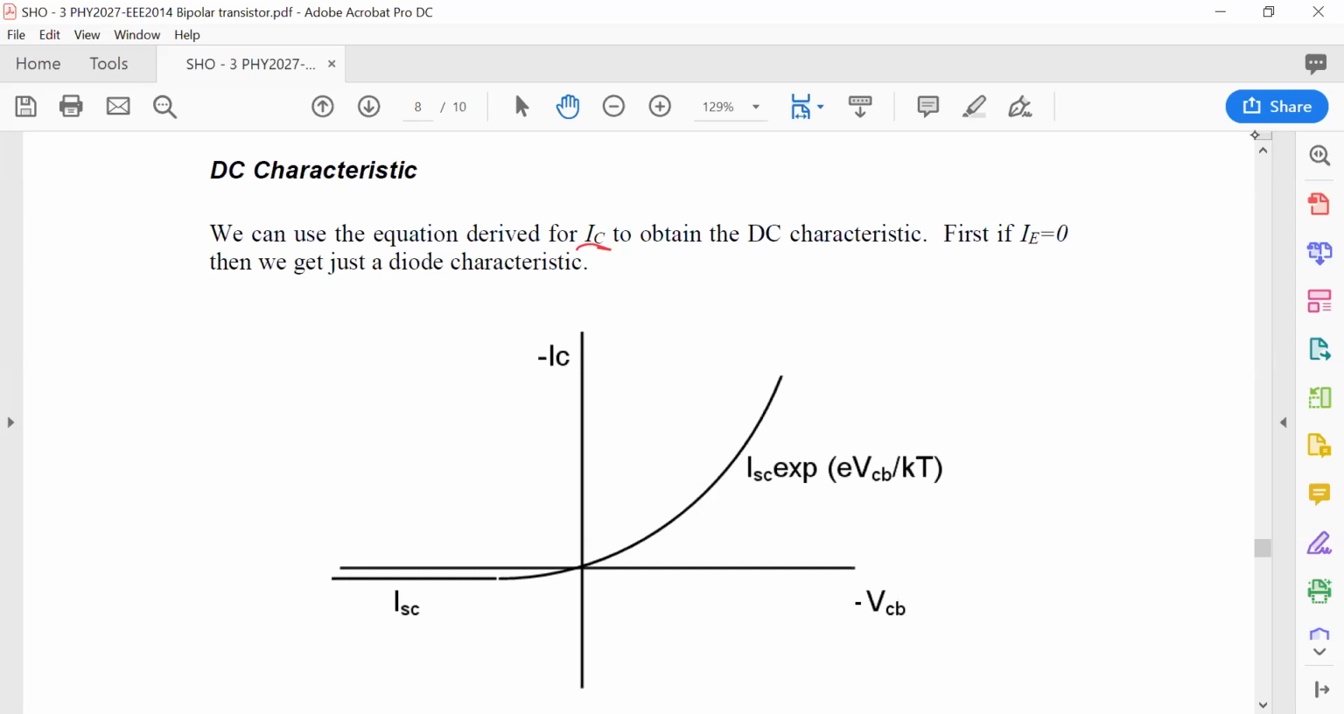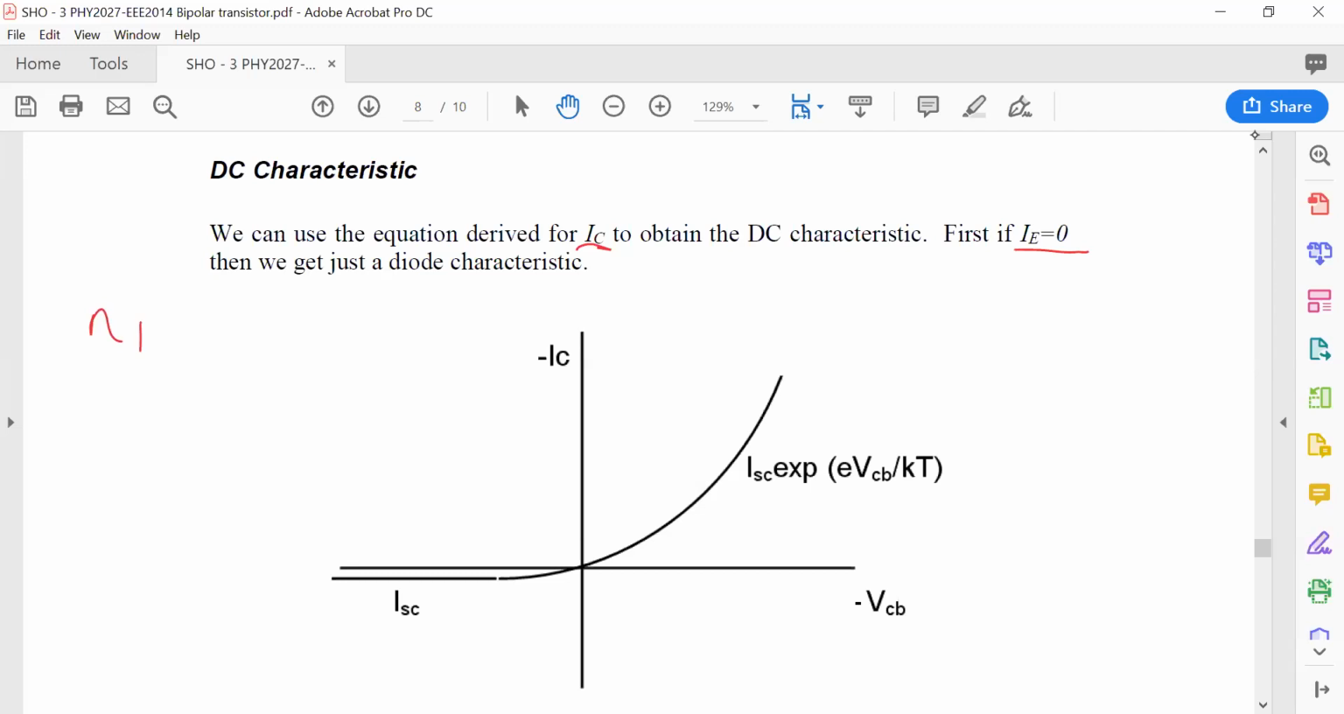In other words, for example, the collector current as a function of the collector base voltage. That's the first one we'll be doing. For that, we need to assume that the emitter current is equal to 0. Therefore, the only thing we're looking at is the collector base diode, the common base. That's all we're looking at if we assume that the emitter current from that first diode is held at 0. So we're then only looking at the collector base voltage, and what happens to the collector current as a function of the collector base voltage?